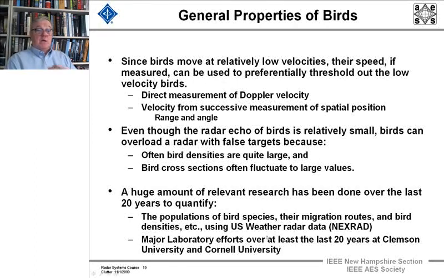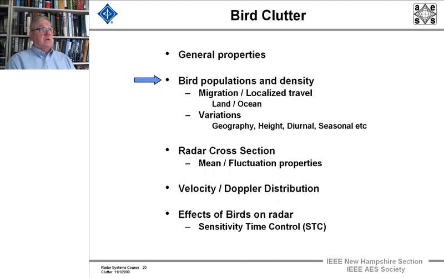And that data, which comes out in range azimuth Doppler bins, is excellent at quantifying the radar observables so that you can make good models. And major university laboratories have been working hard on this effort, using it for radar ornithology. And two major institutions, Clemson University and Cornell University, are world known for their experts in radar ornithology.